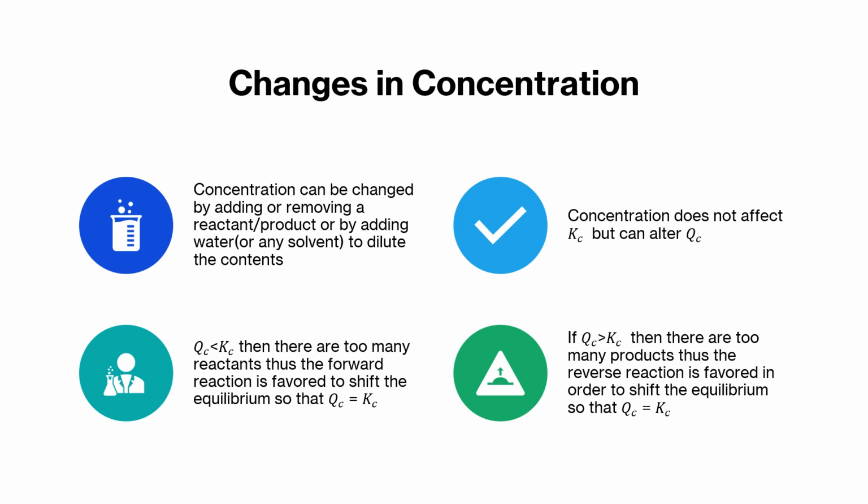The last 2 points at the bottom essentially depict the same thing as the previous diagram, stating that if the reaction quotient is less than the equilibrium constant, then the forward reaction is favored to produce more product and shift the equilibrium to the right, such that the reaction quotient is now equivalent to the equilibrium constant. However, if the reaction quotient is greater than the equilibrium constant, then the reverse reaction is favored to form more reactants to shift the equilibrium to the left, so that the reaction quotient is now equivalent to the equilibrium constant.